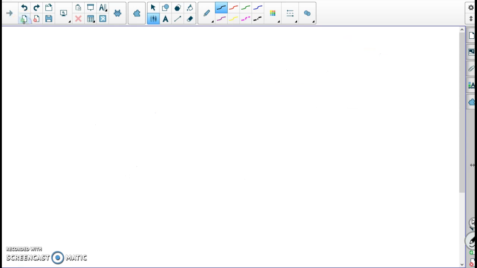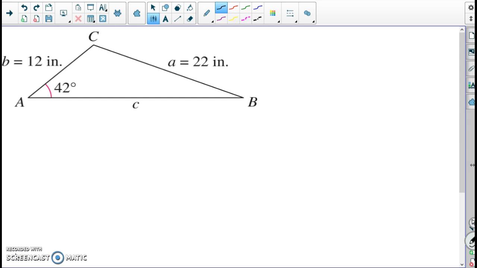It says for the triangle, hang on, now we can see it for that. In example 3, we have a single solution case, side-side angle. For the triangle in this figure, A is 22 inches, B is 12, and we have the unincluded angle A, 42 degrees. Find the remaining side and angles.